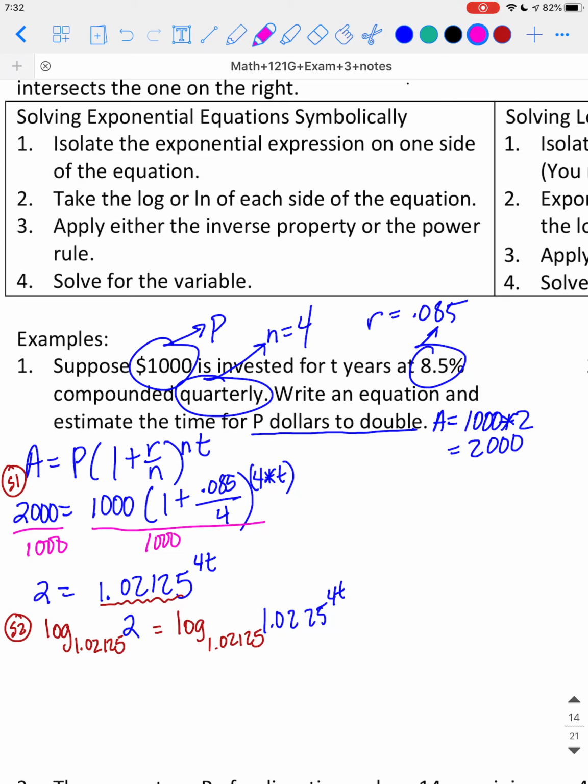And so here, these right here are inverses of each other, because 1.02125 to what power gives me 1.02125 to the power of 4t? Well, the power is 4t. So on the right-hand side, I'm left with 4t.